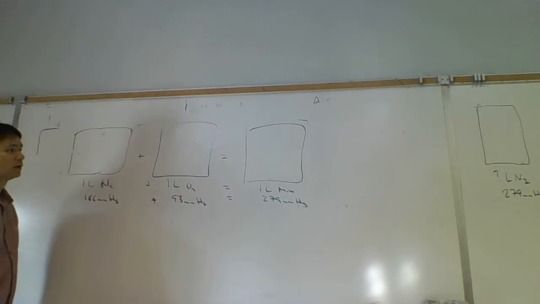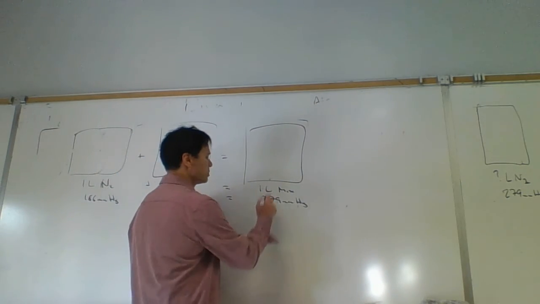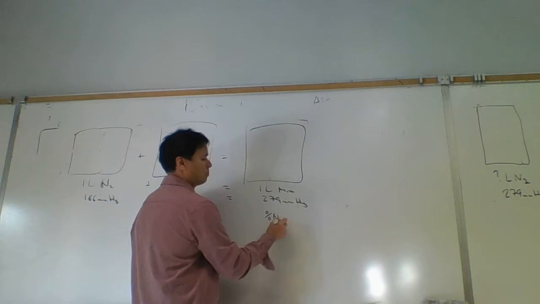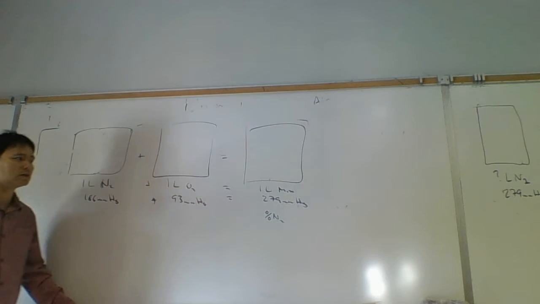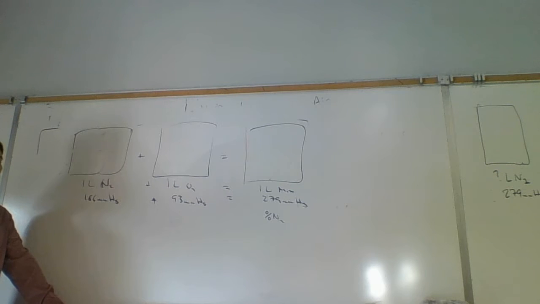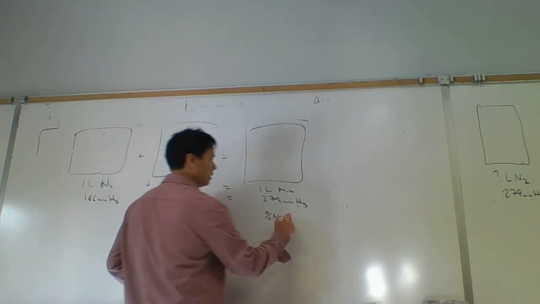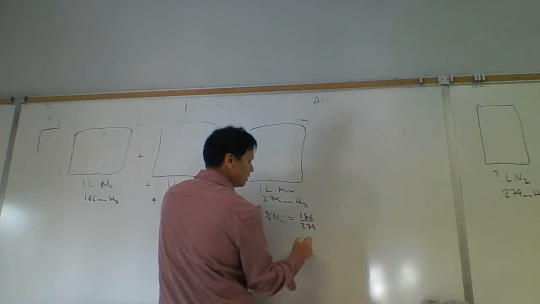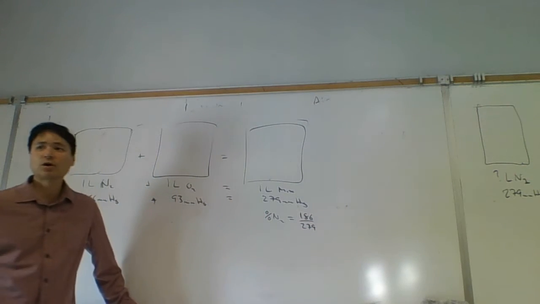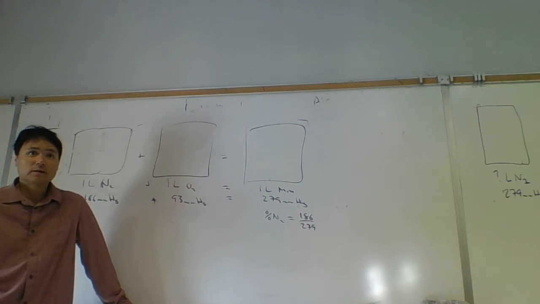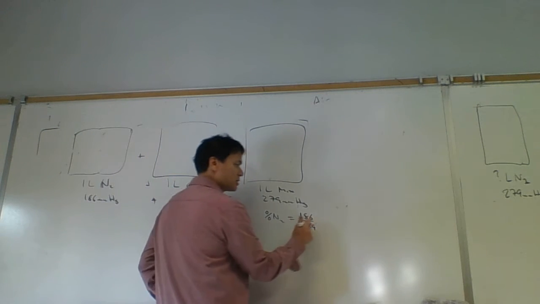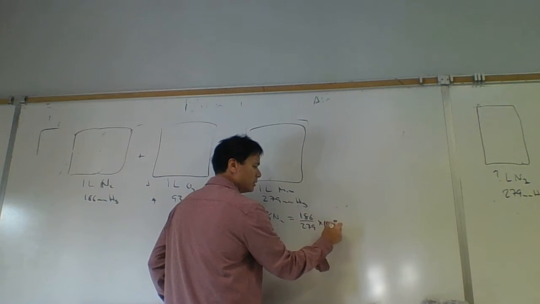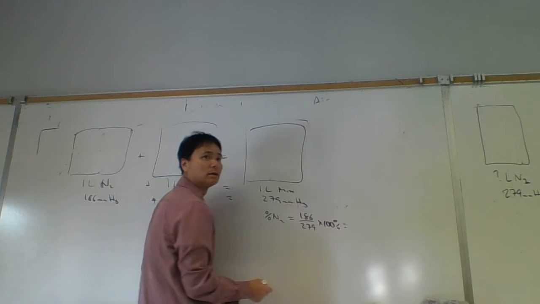What is the percent nitrogen in this mixture? How would I figure out the percent nitrogen in this mixture? I would take 186 divided by 279. You know what that's called? That's called the pressure fraction. If I take the pressure fraction and multiply it by 100%, that should give me my percent.